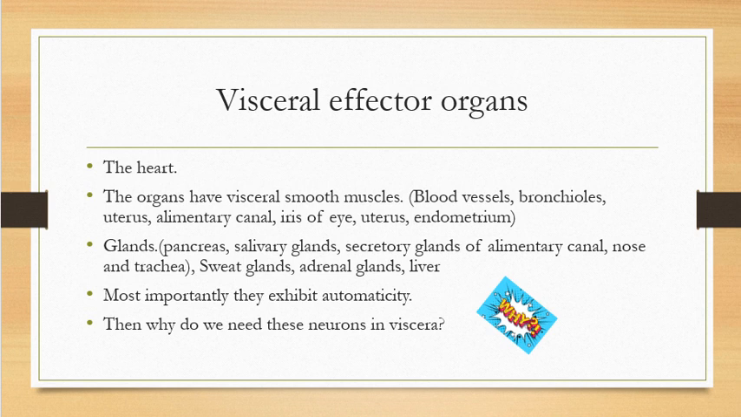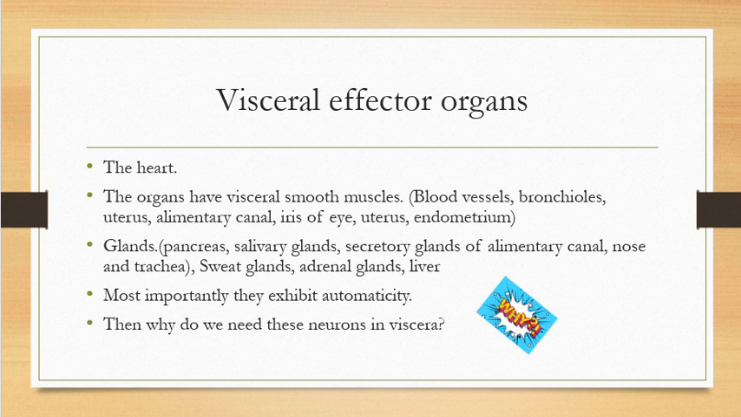These are some visceral affected organs: the heart and the visceral smooth muscles, which include the blood vessels and bronchioles, where they cause the blood vessels to contract and relax, and in a similar way the bronchioles to contract and relax. They also innervate the uterus, alimentary canal, iris of the eye, and endometrium, which are the muscles of the uterus. Next are some of the glands that are also innervated by the autonomic nervous system: the pancreas, salivary glands, secretory glands of the alimentary canal, nose and trachea, sweat glands, adrenal glands, and the liver as well.